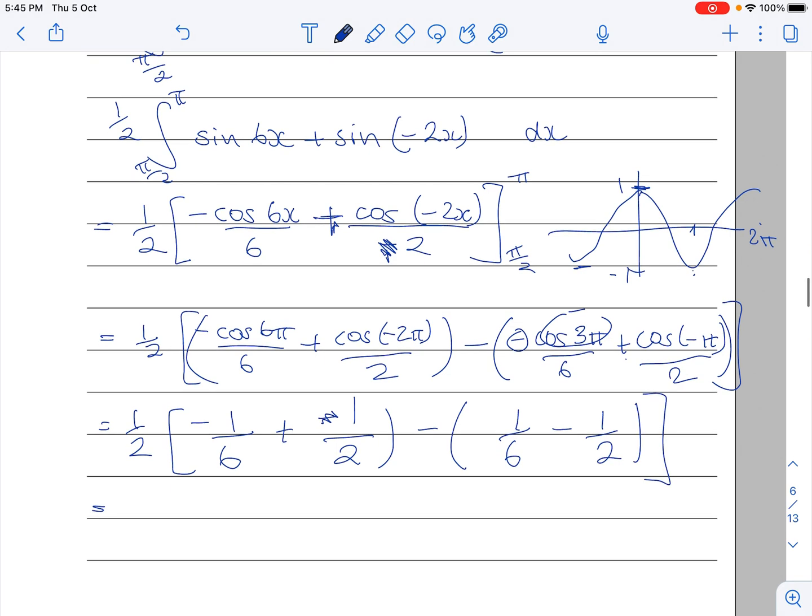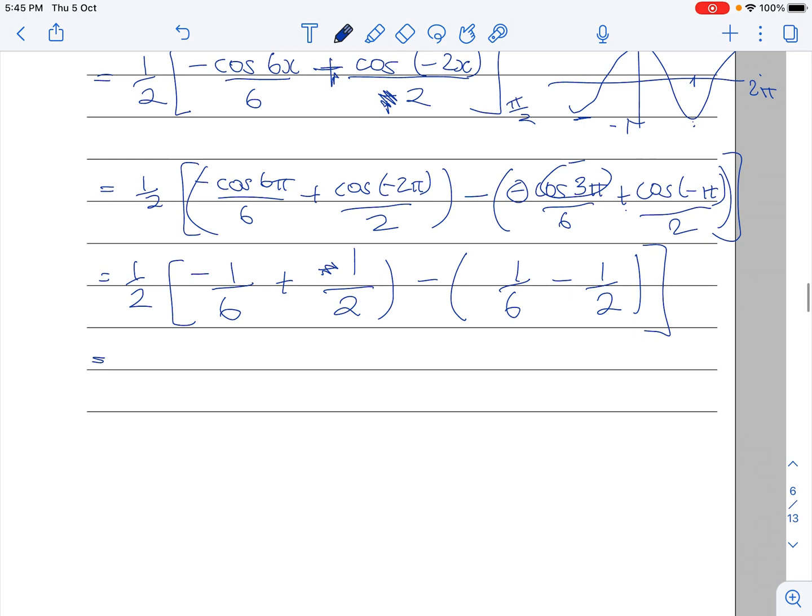Okay, so let's work out what this is, and then just put all of that into the calculator. So you've got a half plus a half because of the 2 negatives there, which is a quarter. Negative 1/6 minus 1/6, which is minus 2/6. And then we times it by a half. And then we put that all into the calculator and we get a third.